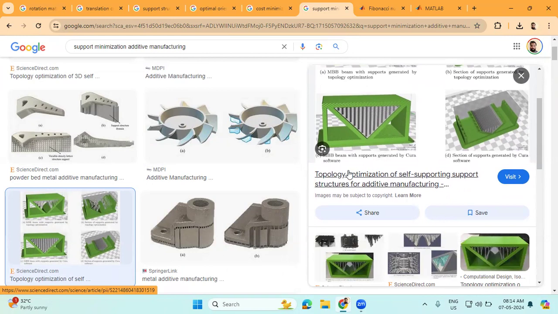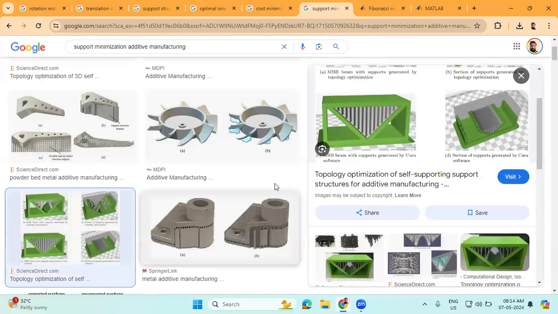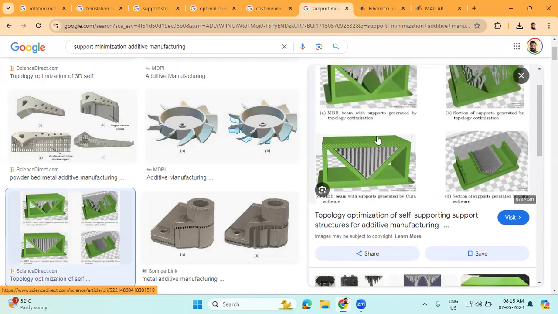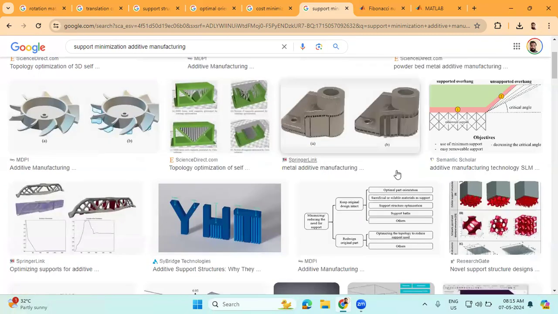So I'm concluding my video. In this video, we were introduced to a wide range of options available for rotation and translation in the field of computer graphics. We were provided with a detailed explanation of support structures and their purpose in the additive manufacturing process. We also learned that support structures are crucial in additive manufacturing as they provide a stable base for the object being printed. We also explained how support structures function by helping to prevent the object from collapsing or distorting during the printing process.